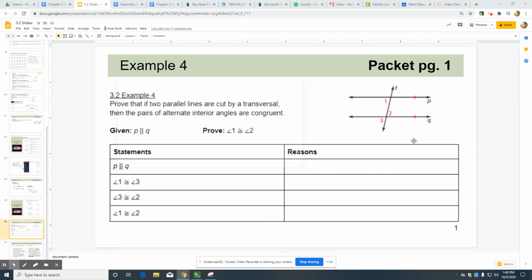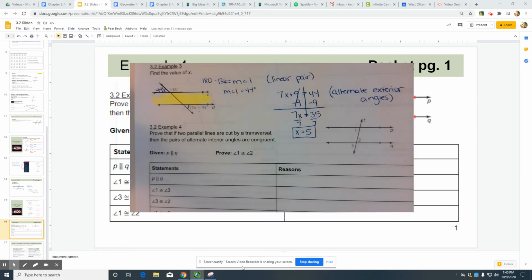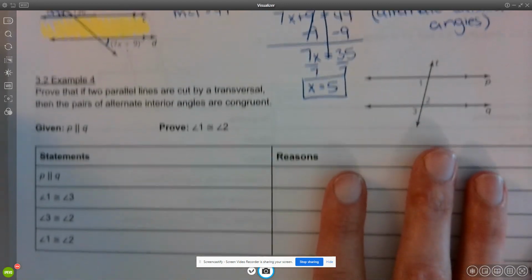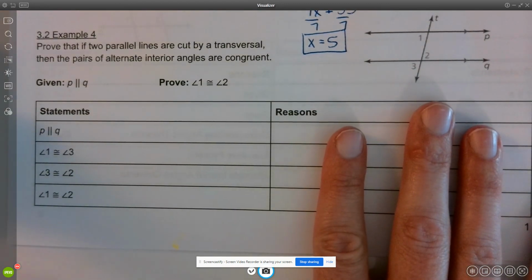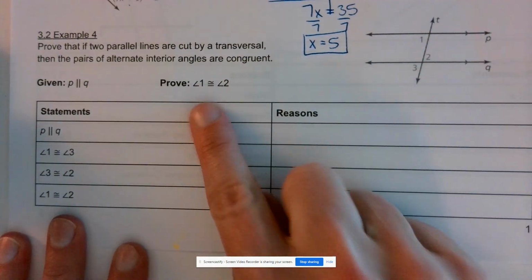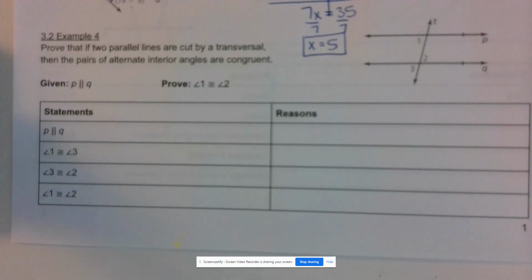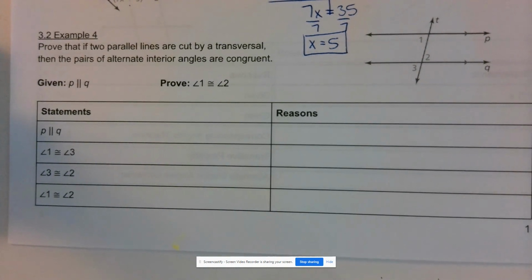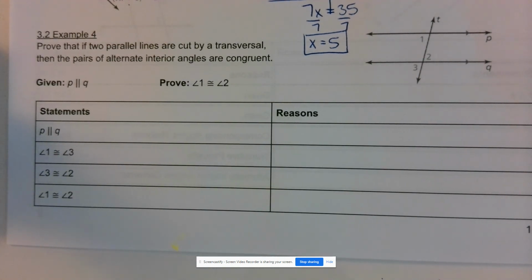So we're going to go to your additional examples packet, page 1. And we're going to look at this proof here. And the picture goes with our proof here. Prove that if two parallel lines are cut by a transversal, then the pairs of alternate interior angles are congruent. That's what we're trying to prove. We know this is true, but we're just going to show why we know this is true.